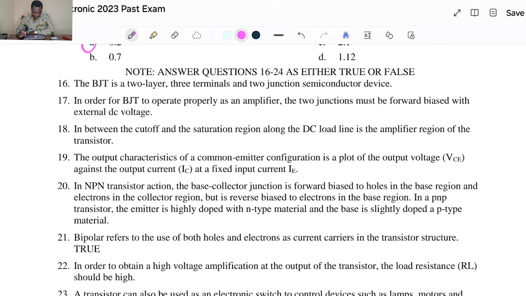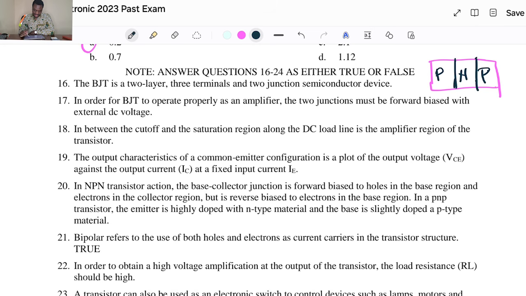Here, the bipolar junction transistor is a 2-layer, 3 terminals, and 2-junction semiconductor device. So what that means, we try and have a simple sketch of a bipolar junction transistor. And we know that with this, we have what? So let's pick any of them, right? We can start with, okay, this is P and P. So if it's P and P, how many junctions do we have? You can see we have 2 junctions, right? This one and this one.